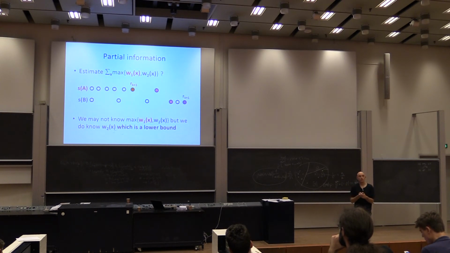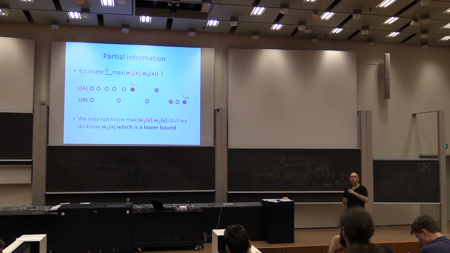So the scheme that I showed you just doesn't use this item. It doesn't use the fact that I know W2. But W2 is information that I can use because it gives me a lower bound on the maximum. I know that the maximum is at least as large as W2. Even though I don't know it exactly, I have partial information about the quantity of the sample. So this inverse probability estimator, this Horvitz-Thompson estimator, cannot deal with partial information. You have to generalize it.